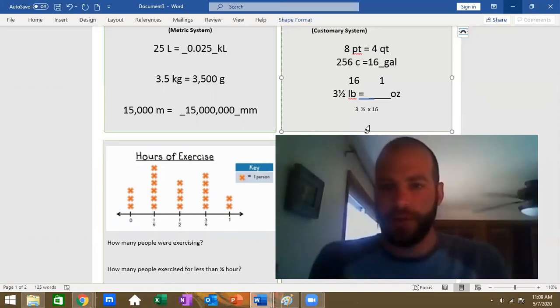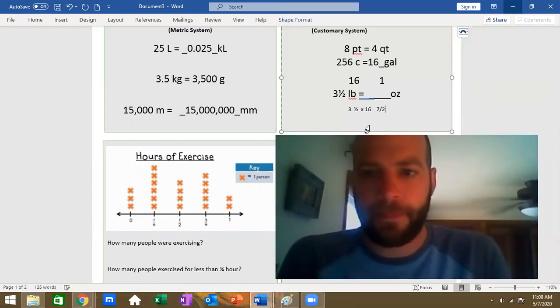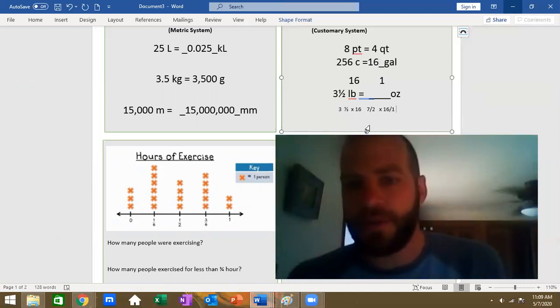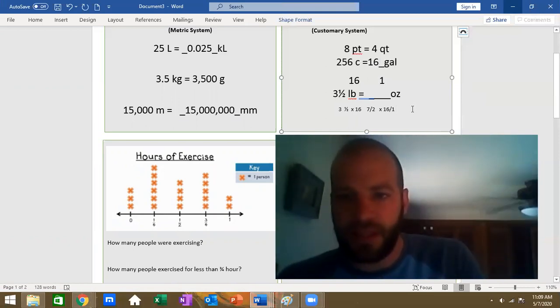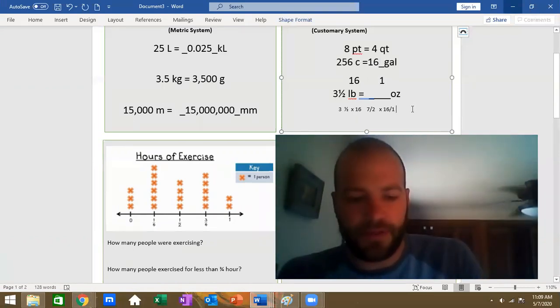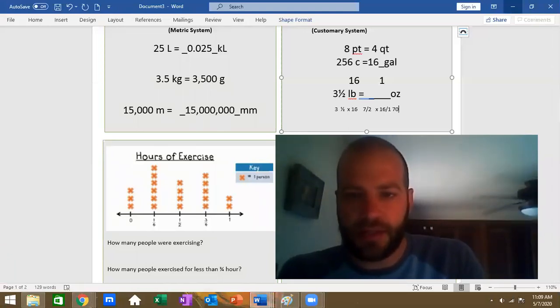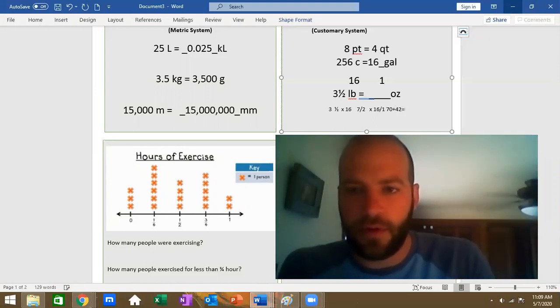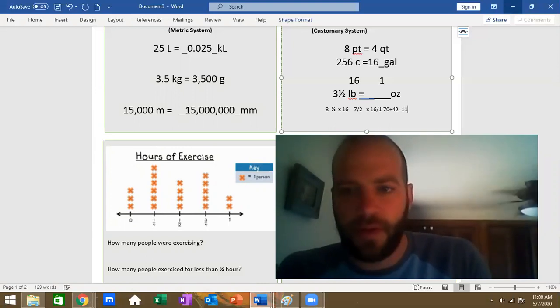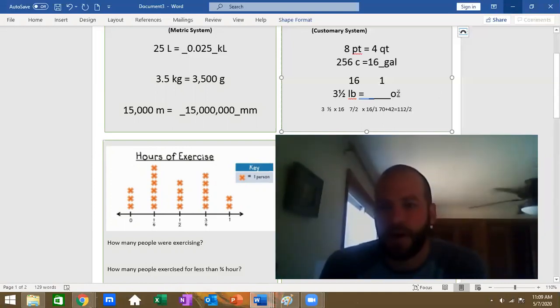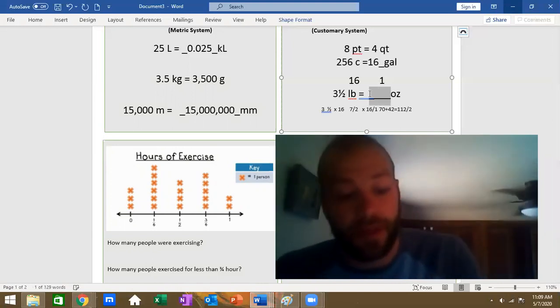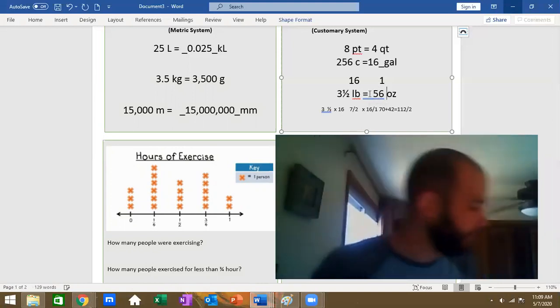Well, 3.5, let's turn it into an improper fraction. That's 7/2. And then you're going to multiply that by 16, which is 16 over 1. So 7 times 16 is 70 plus 42, right? Because 70 is 7 times 10, and 7 times 6 is 42, which is equal to 112. And then 1 times 2 is 2. And what's half of 112? 56. So that means that answer is 56.